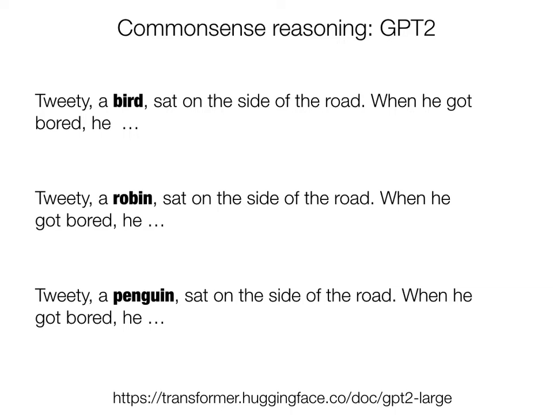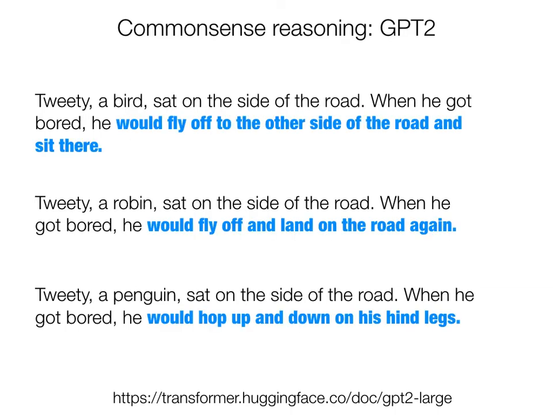So what we would expect is that in the first 2 cases, maybe the model says, well, he flew away. Whereas in the last case, obviously, we don't want the model to predict he flew away, because penguins are not able to fly. Now, what you can see here is the actual answers I got with GPT-2. And if you're interested in this, you can easily play with these models using the link I put at the bottom of the slide. So what I got was the following. For the first case, Tweety, a bird, and so on, he would fly off to the other side of the road and sit there.